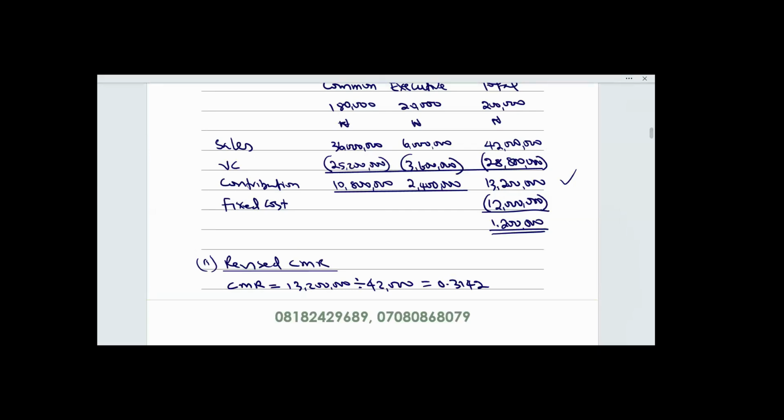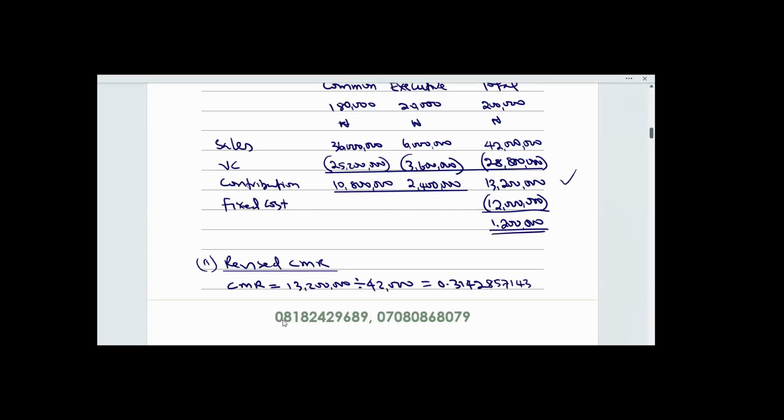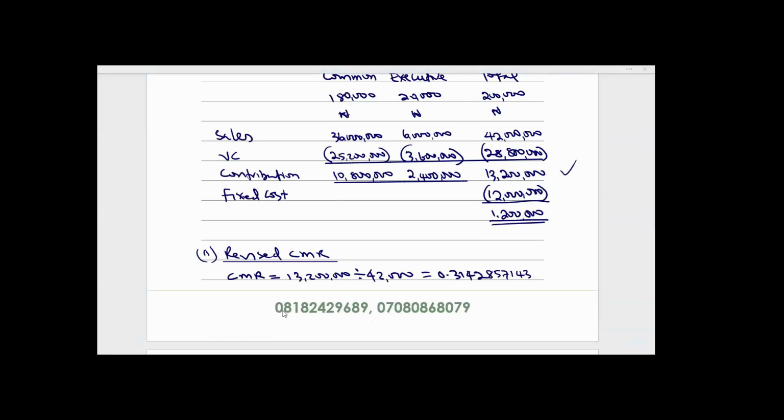Let me do it again so that we'll be picking the right answer. 13,200,000 divided by 42,000,000. So 0.3142857143. So that one is correct. So that is for that.